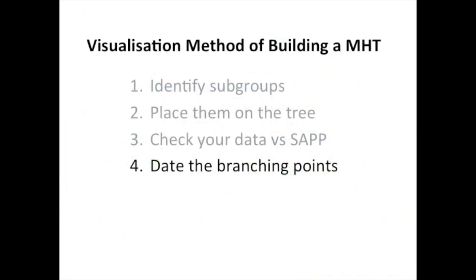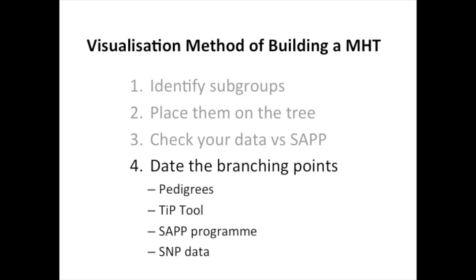The last thing to do is to date the branching points of your tree. And there's 4 things that you can use to actually date the branching points in your tree. You can use pedigrees. So if you've got colonial American ancestry, and it goes back to the 1600s, and you've got several people tested, that is the best way of dating that branching point. That MRCA of all of those people you've tested from that colonial American line, that is the best way of actually dating the branching point for that particular subgroup. There's also the TIP tool, we'll look at that. There's the SAPP Programme, we'll look at that. And there's SNP data as well.